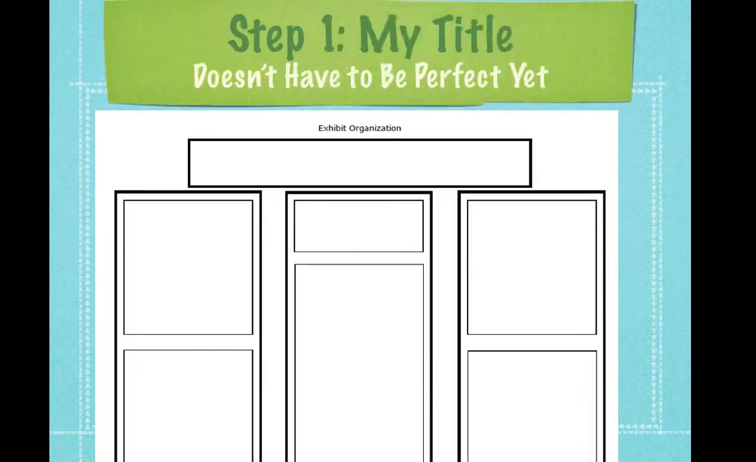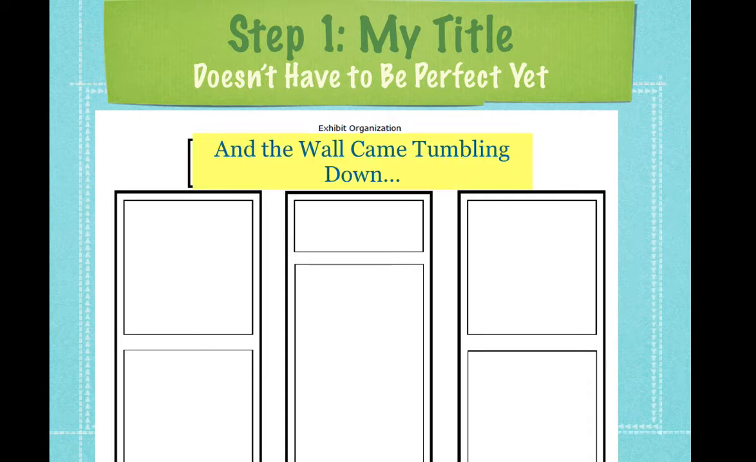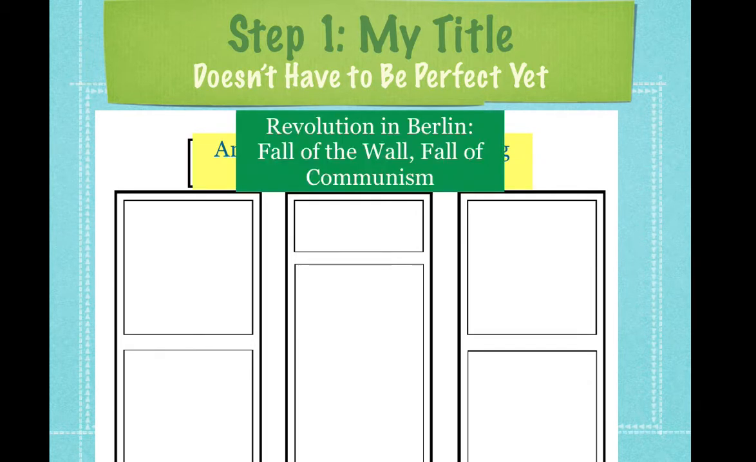Alright, so let's look at step one, and that is your title. It doesn't have to be perfect yet. It might be, for example, really basic right now, just the fall of the Berlin Wall. Then you get a little more creative. Finally, you want to come up with a title that's really going to get your point across. This whole project is really one big argument, and you're trying to prove that what you think about history is right.